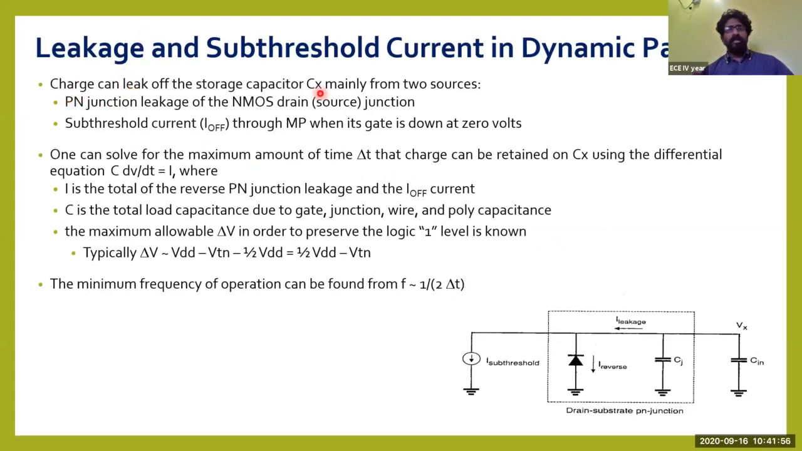Here, the leakage and the subthreshold current in the dynamic pass gates or the dynamic transistor gates. The charge can leak off the storage capacitor mainly from two sources. See now, there are two sources for the leaking of the charge which is stored at the capacitor of the output. The first one is the PN junction leakage of the NMOS drain and the source junction, and also the subthreshold current through the MP, that's a P MOSFET, when the gate goes to 0 volts.